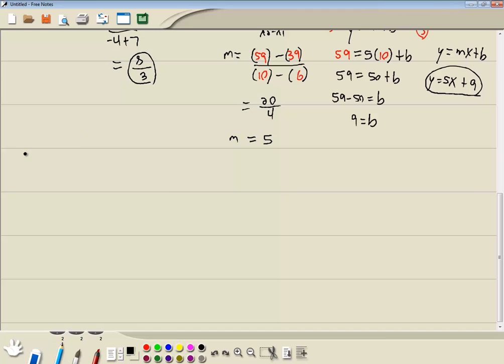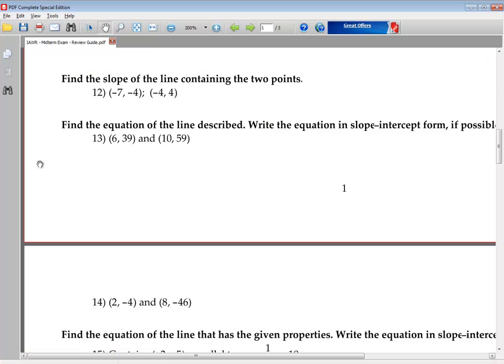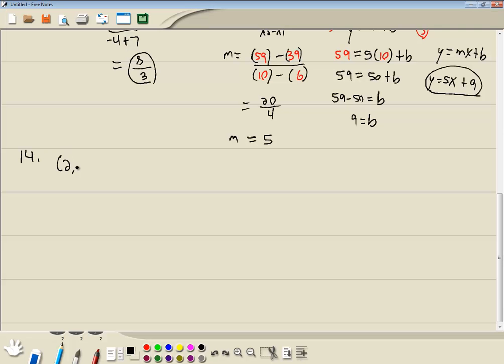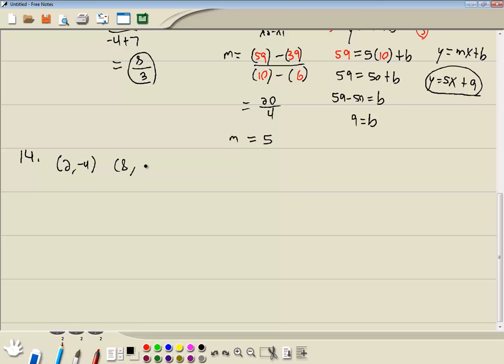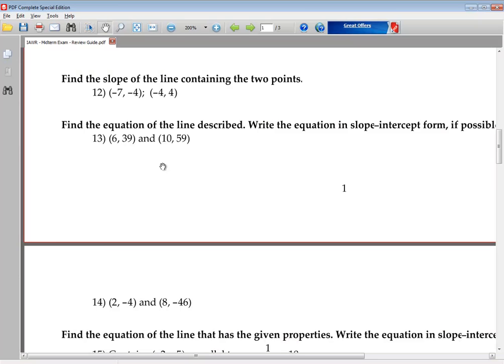Okay, number 14. We've got (2, -4) and we've got (8, -46). The instructions are still the same. Find the equation of the line, write it in slope-intercept form.